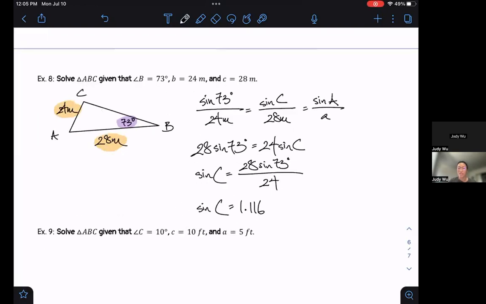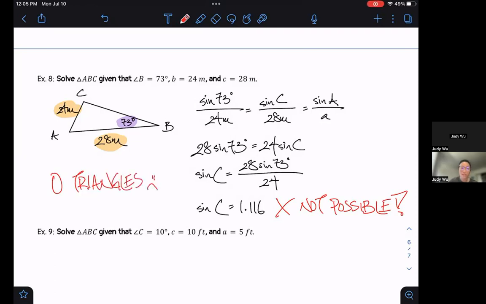Keep in mind, sine of an angle equals 1.116 means that there's an angle that has a y value bigger than 1. That's not possible, okay? So in this case, we actually have 0 triangles, all right? No triangles with these numbers. So you'll know pretty early on. If you get to a point where you have sine of something equals something bigger than 1, not possible, no triangles, stop your work, okay?